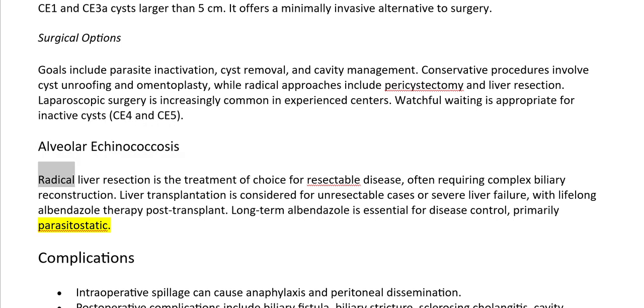Alveolar echinococcus. Radical liver resection is the treatment of choice for resectable disease, often requiring complex biliary reconstruction. Liver transplantation is considered for unresectable cases or severe liver failure, with lifelong albendazole therapy post-transplant. Long-term albendazole is essential for disease control, primarily parasitostatic.